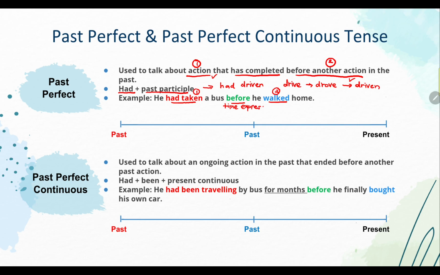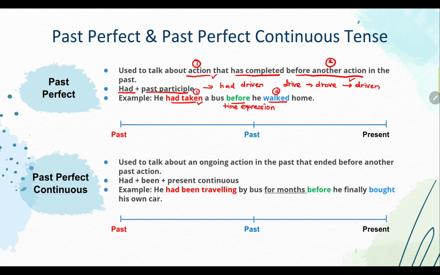The time expression ialah penanda masa. For example, the word before, after, while, when, meanwhile. Alright, so we can refer to the time expression to decide which action happens before the other. So, because he had taken a bus first, so dia naik bus dulu sebelum dia berjalan balik ke rumah. So, the action taking a bus has to be in past perfect. Okay, so this one kena dalam bentuk past perfect. That's why it becomes he had taken a bus before he walked home.